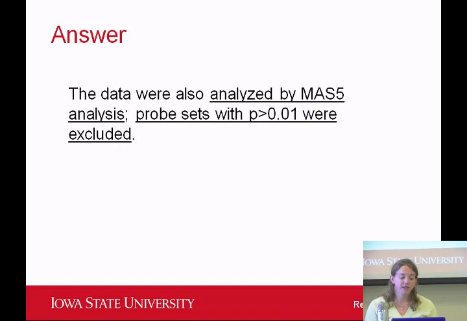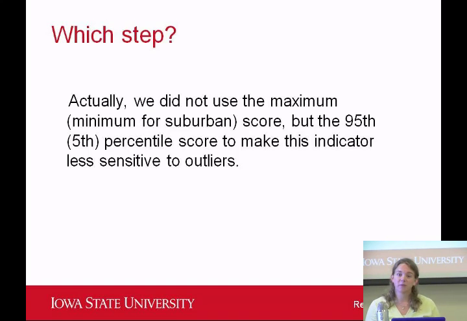The latter part of the sentence, after the semicolon, says probe sets with P greater than 0.01 were excluded. So that part of the sentence shows that something's been limited from the data, and the first part shows how the data was analyzed. So again, we have two steps, two different functions within this sentence. Here's another example.